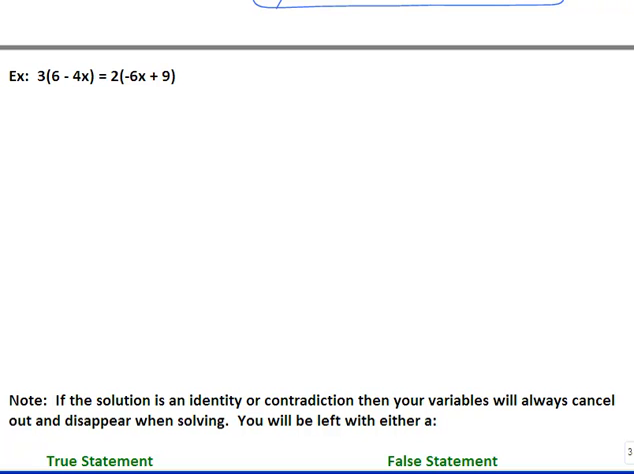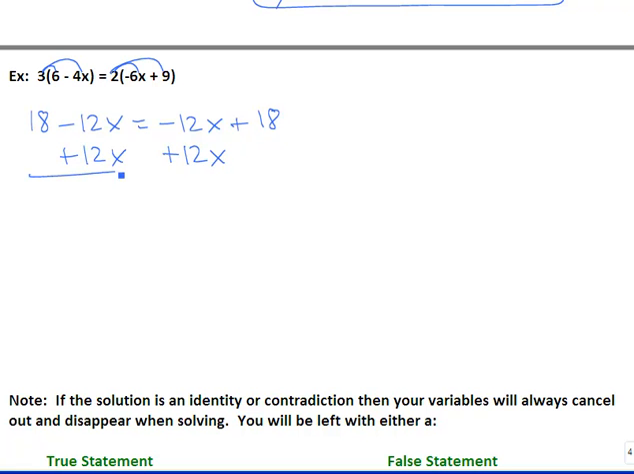So on the next example, again distributing first to get rid of parentheses, this would become 3 times 6, which is 18, and 3 times minus 4x is negative 12x. On the right side, 2 times negative 6x is negative 12x, 2 times 9 is 18. Now I have x's on both sides, so when I go to get them together on the same side of the equation, I might add 12x to both sides. But look what happens. They cancel out on both sides. They zero out on both sides.